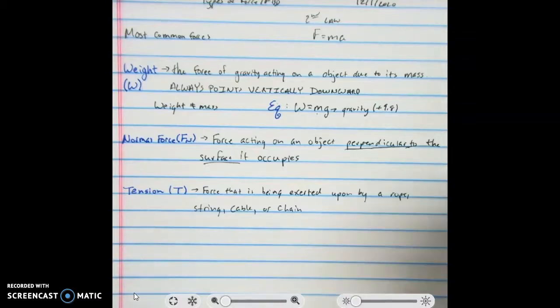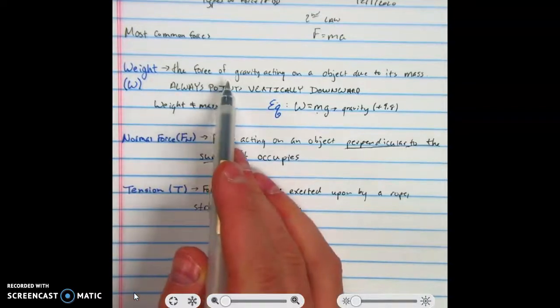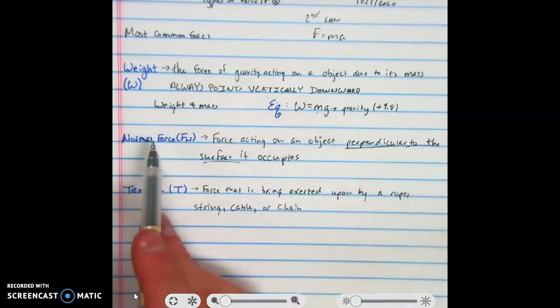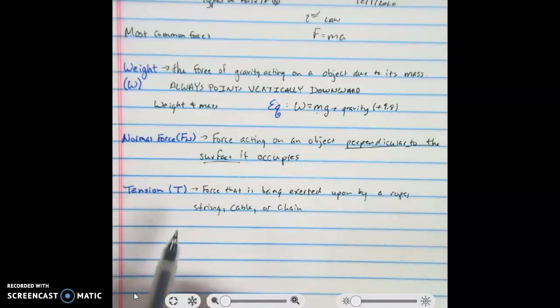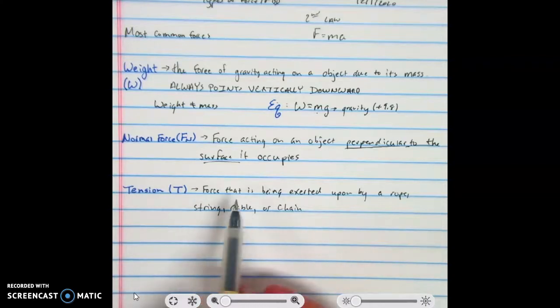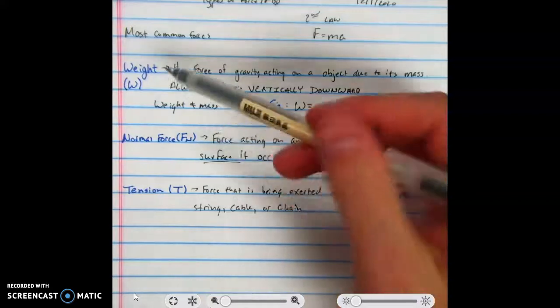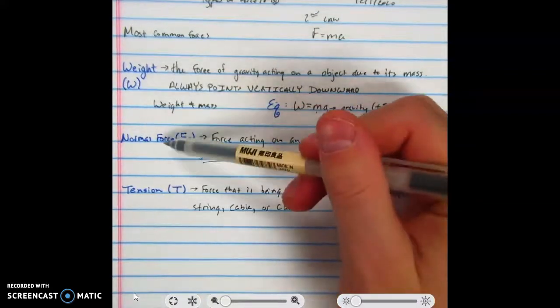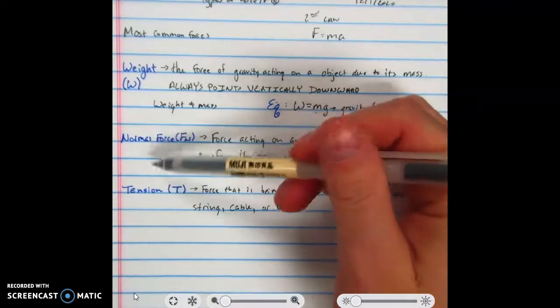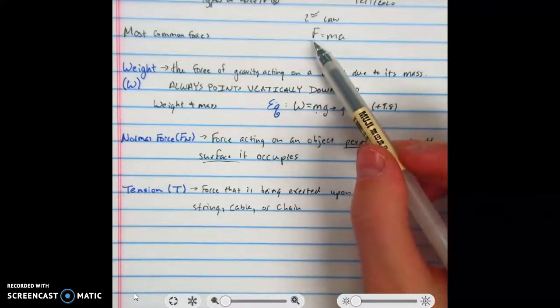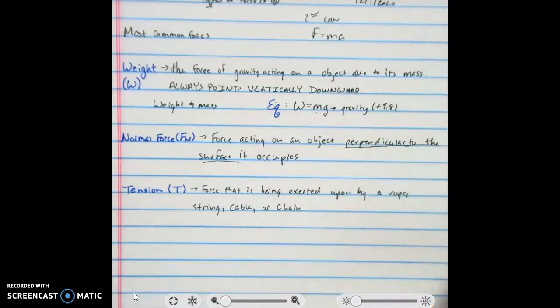Okay? So weight is the force that is always acting due to gravity. Normal force is the force that acts upon an object perpendicular to the surface. Tension force is any force exerted by a rope, string, cable, or chain. Now, all three of these are types of forces. So all three of these can replace this capital F in Newton's second law. Okay, so please, please, please keep that in mind.